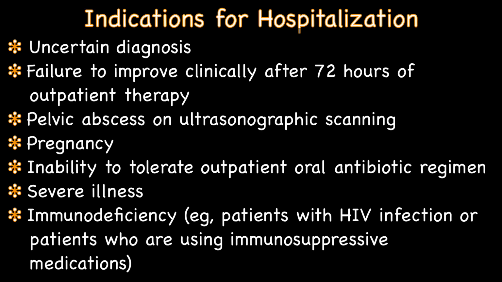Some patients with acute PID require hospitalization. Indications where inpatient treatment is required are uncertain diagnosis, failure to improve clinically after 72 hours of outpatient therapy, pelvic abscess diagnosed on ultrasonography, pregnancy, inability to tolerate outpatient oral antibiotic regimen, severe illness, and immunodeficiency, for example, patients with HIV infection who have low CD4 counts, or patients who are using immunosuppressive medications.